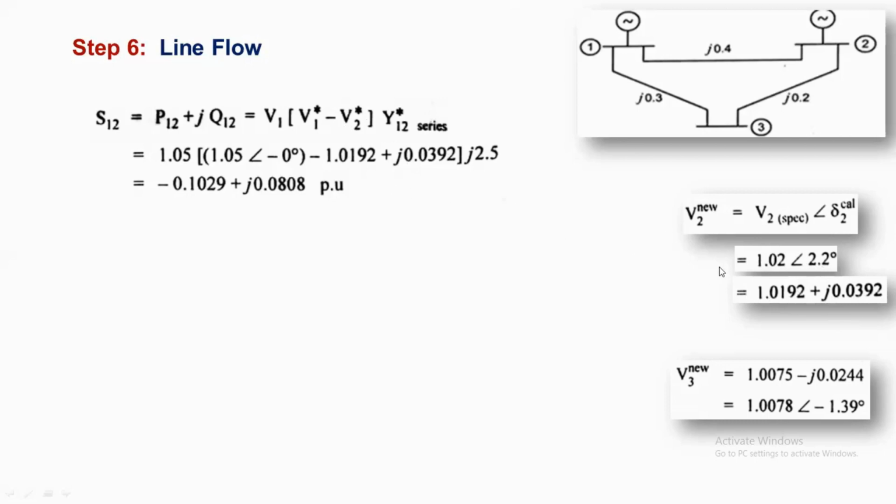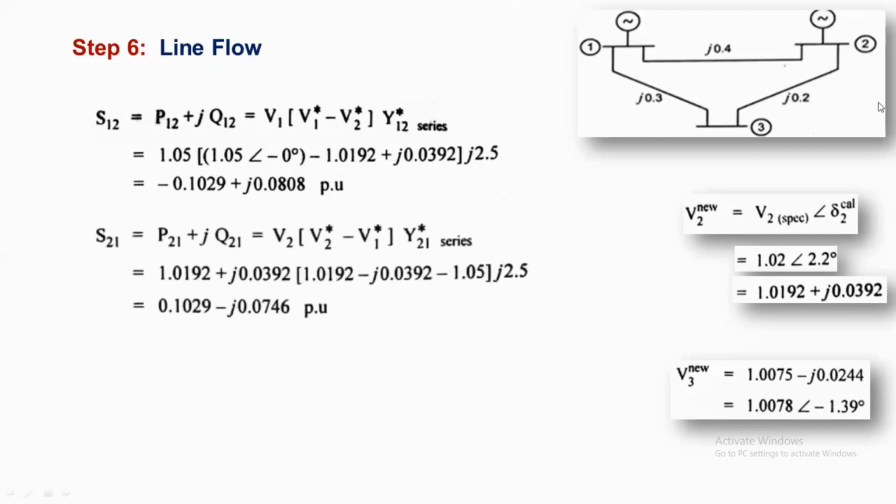Take the conjugate of this term. Here the conjugate is 1.0192 minus j0.0392. Already there is one minus here, so multiply the minus inside, giving a plus sign. Substituting all the values in the calculator, you get this answer: minus 0.1029 plus j0.0808 per unit. Then the second line, 2 to 1.